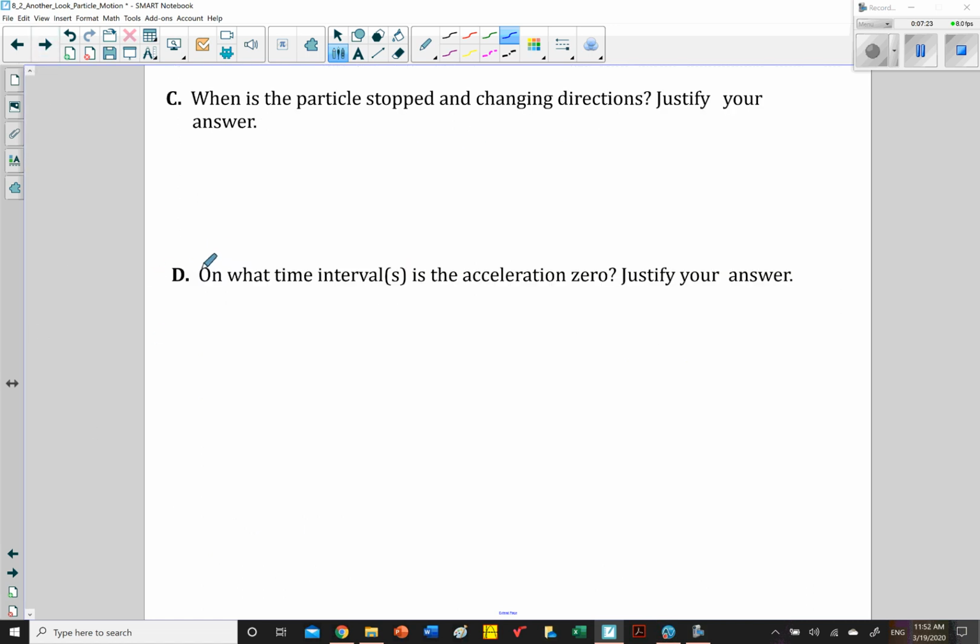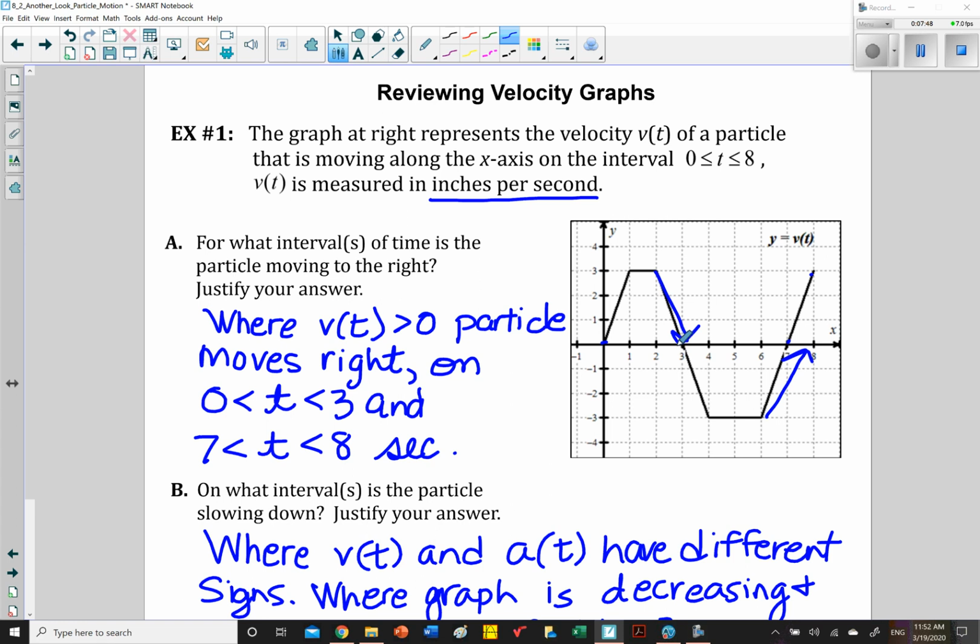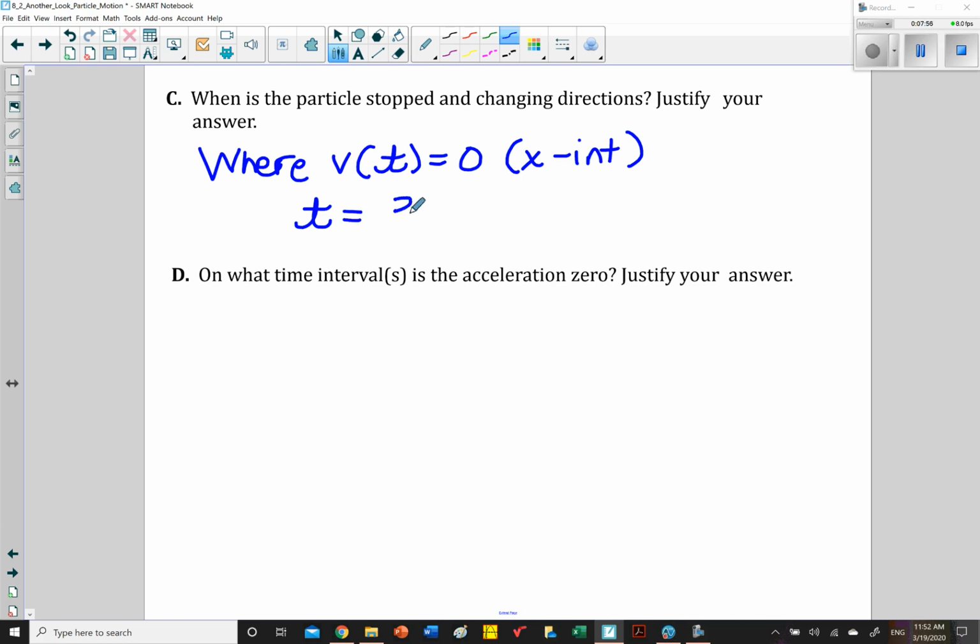Part C, when is the particle stopped and changing directions? Justify your answer. So the particle would be stopped where the velocity is 0. That's the x-intercepts. You may have to go back and look at our graph here. Let's go back and look. So the x-intercept, so at 3 and at 7, because this is a derivative graph, velocity is 0 at time equals 3 seconds, and at time equals 7 seconds.